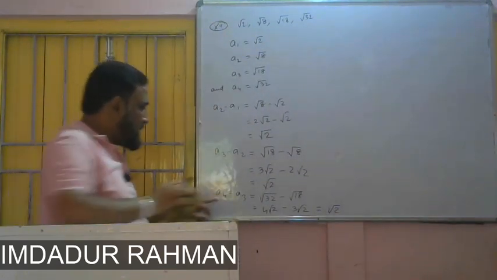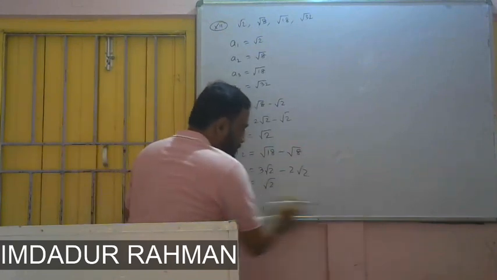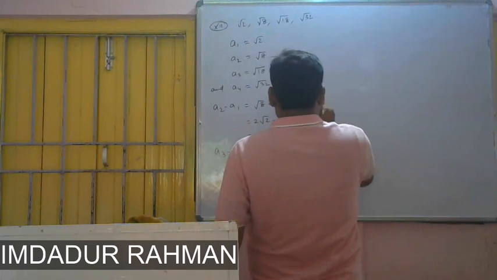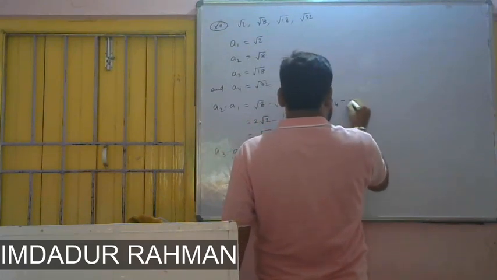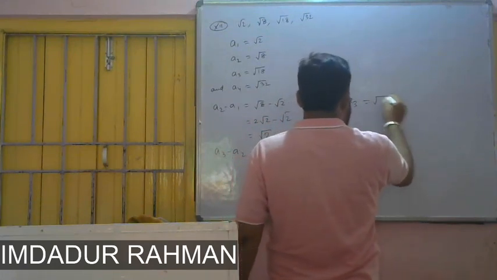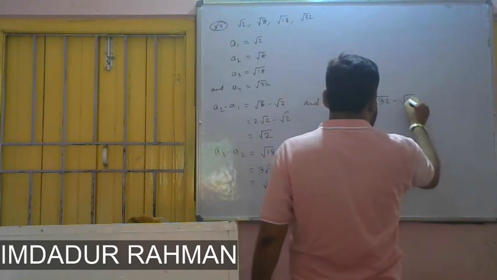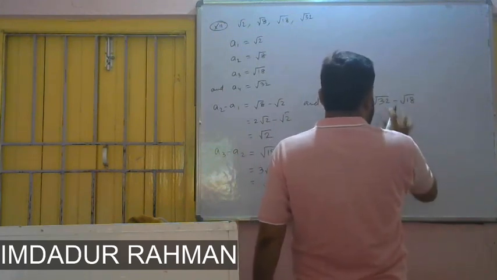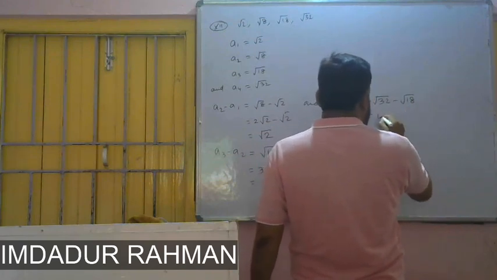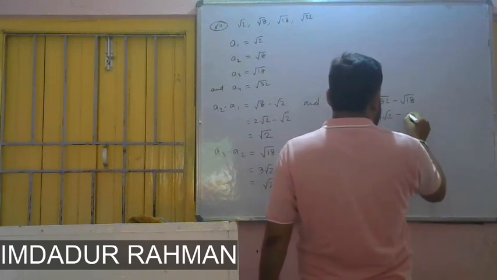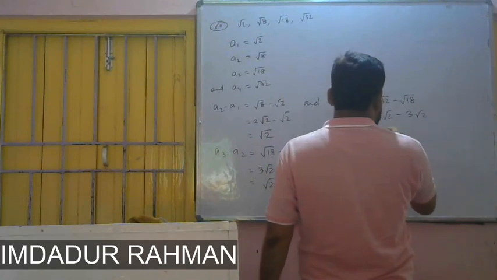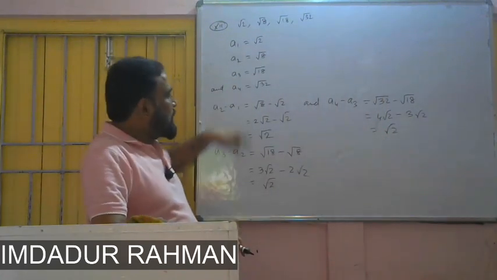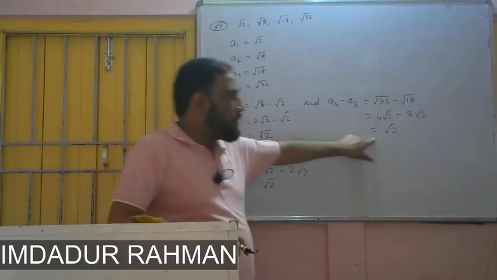I think this line is not visible, so I am rubbing it and doing it again. And a4 minus a3 is equal to root over 32 minus root over 18, is equal to root over what? 32 is 16 into 2. 16 means 4 root 2 minus 3 root 2 is equal to root 2. Okay. Now it is visible. So root 2 and root 2.